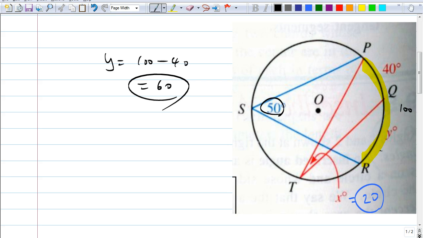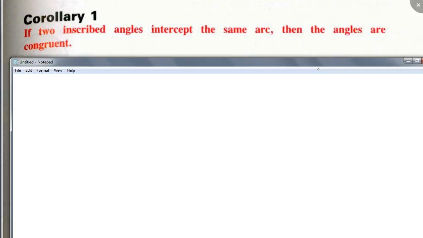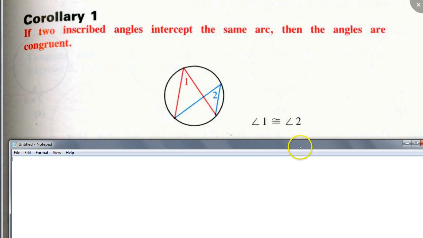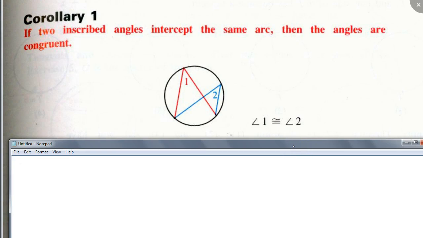So let's move on to the 3 corollaries that come from this theorem, which are pretty straightforward. Let's take a look at these. The first corollary says, if 2 inscribed angles intercept the same arc, then the angles are congruent. Here's a picture, and you could show this very easily using the previous theorem. You see how angle 1 and angle 2 intercept the same arc down here? When that happens, you know that angle 1 and 2 are congruent.